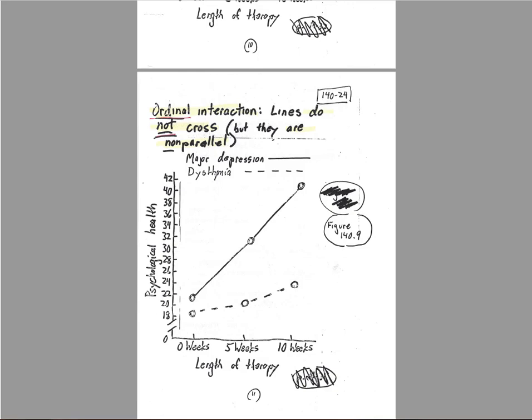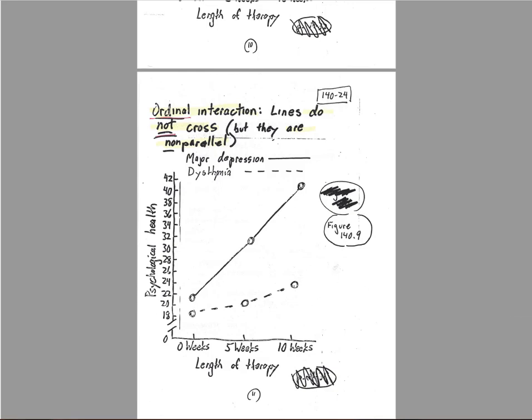Somebody asks me, is it true that the longer people are in therapy, the better they get? Is it true that there's a relationship between length of therapy and psychological health? If I got results like this, my answer would be yes. There is a relationship between length of therapy and psychological health, but the strength of the effect depends on what kind of depression the individual is suffering from. If you look at those people that suffer from dysthymia, there's only a weak relationship between length of therapy and psychological health.